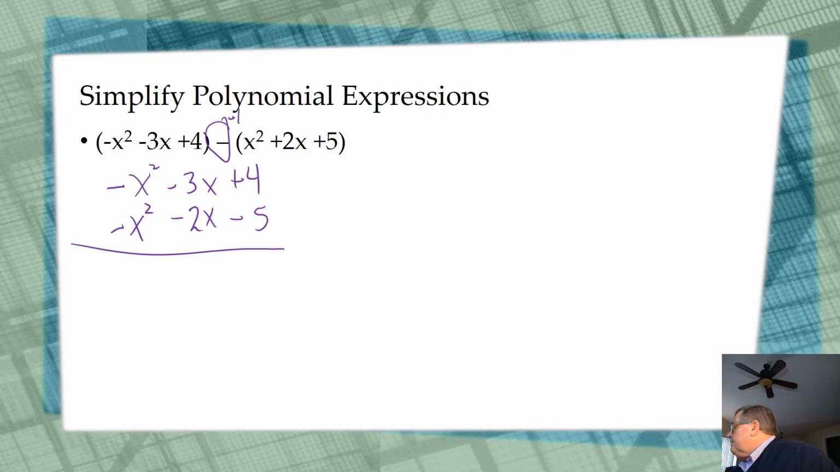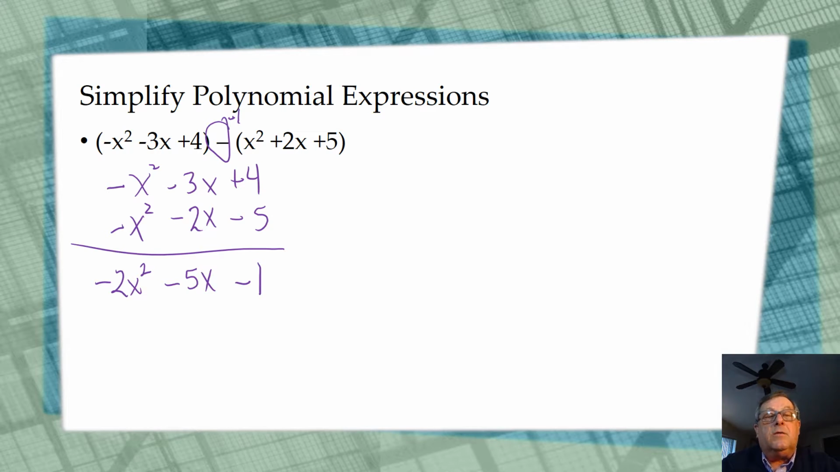All right? And when we do so, then we've got negative 2x squared. Let's see, negative 3x, negative 2x is going to be negative 5x. And positive 4 minus 5 gives us negative 1. And so when we simplify these two polynomial expressions, we come to negative 2x squared minus 5x minus 1.